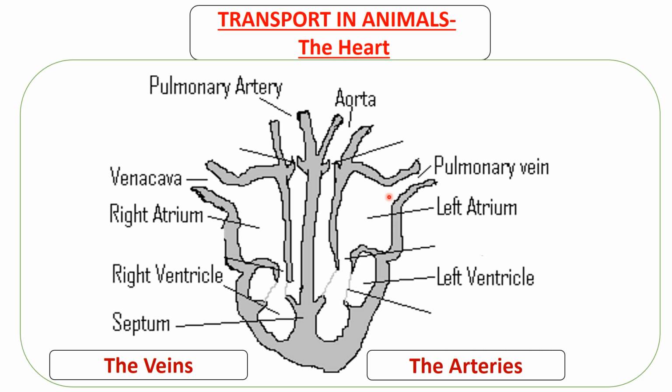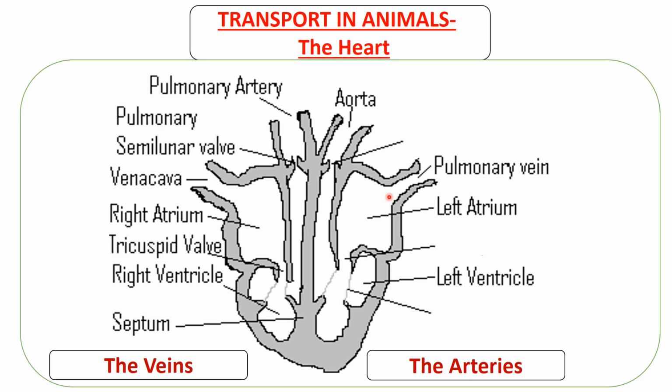Other than this, we also have what are called valves. The role of valves is to prevent blood from flowing backwards. Blood has to go in one direction. Otherwise, if it's flowing backwards, then it won't be progressing in a single direction.